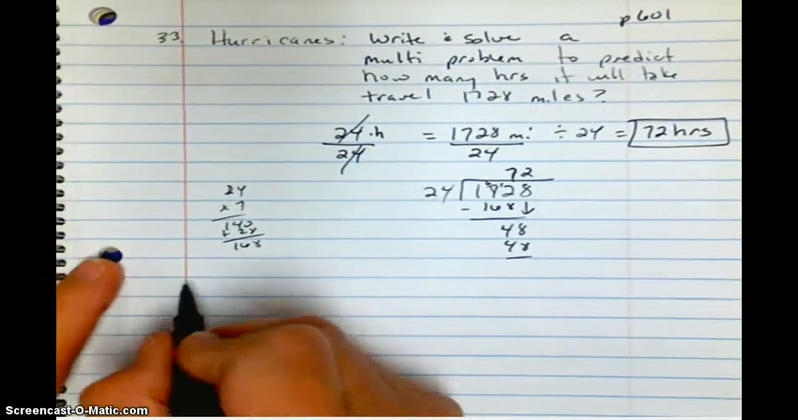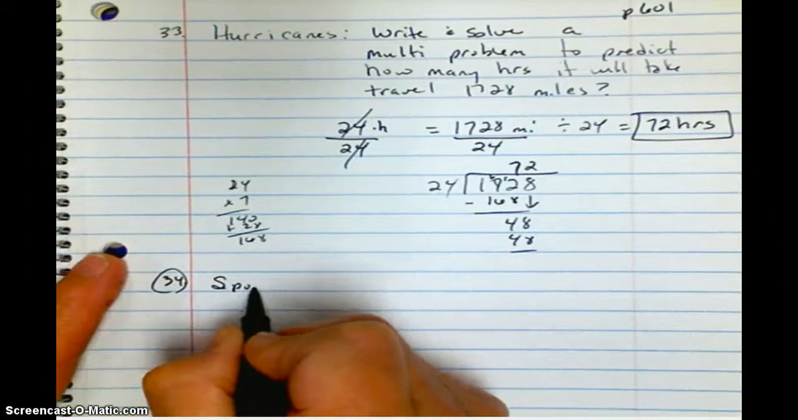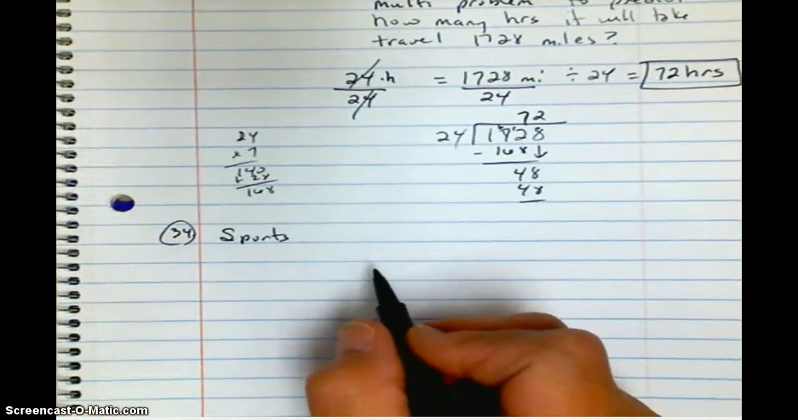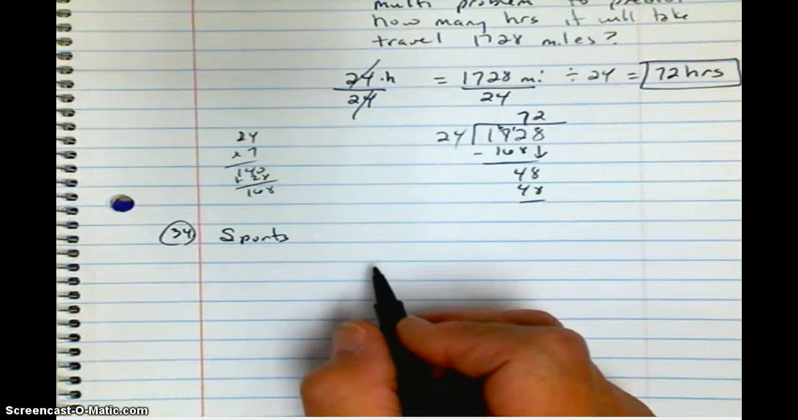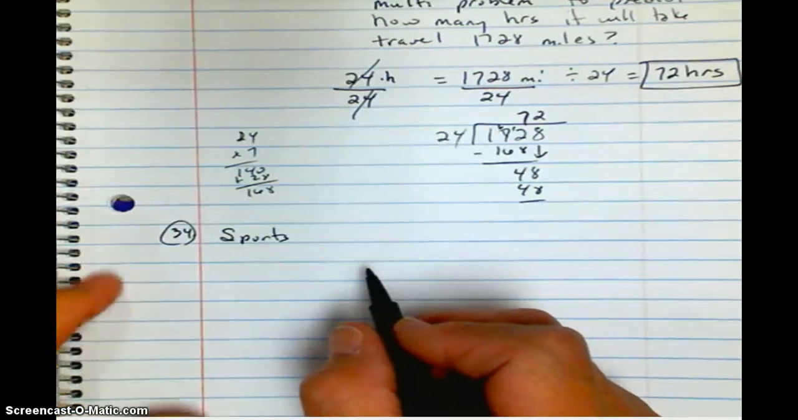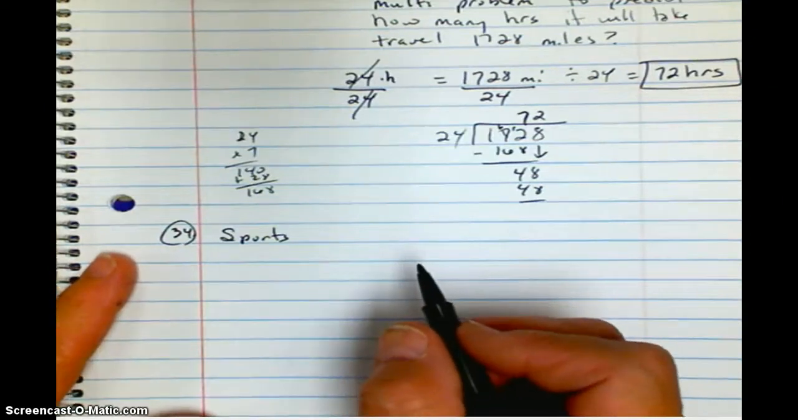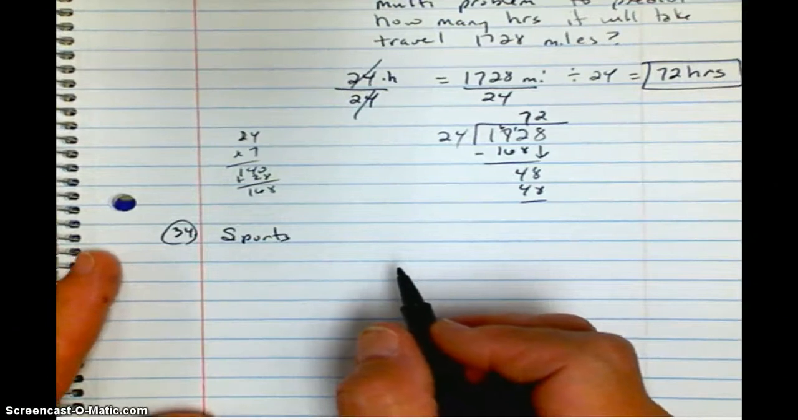Let's do another one. Number 34. This example has to do with sports. We have this team, and the team won 45% of its games this year, and they won 9 games. So we want to write and solve a multiplication equation to find the number of games the team played.